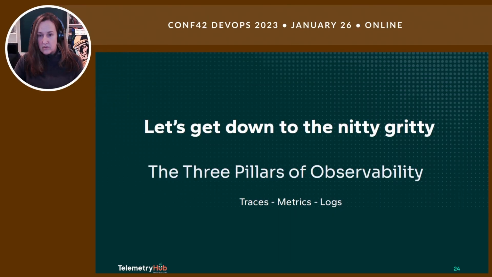So that brings us to the 3 pillars of observability. I've talked a little bit about some of the more conceptual ideas around observability, and we're going to get into some of the nitty gritty, the nuts and bolts of what people consider traditional observability today.